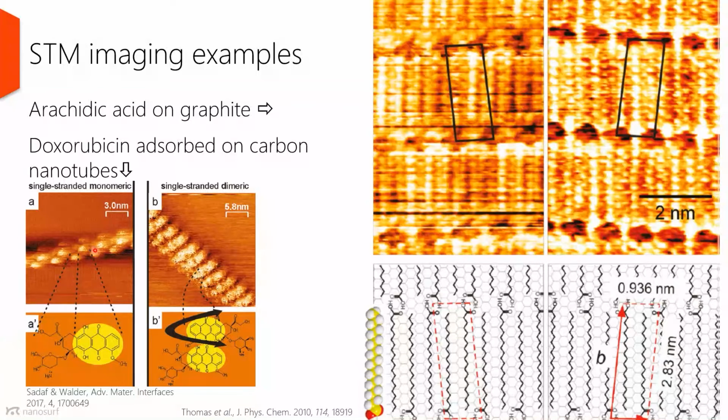As we can see from these two STM images, they are significantly different. Looking at the structures, researchers identified that in the left case, doxorubicin formed a helical structure with single doxorubicin molecules. In the second case, there's also a helical structure, but the doxorubicin forms dimers, and thus we can see a completely different arrangement of these molecules on the carbon nanotubes, and also a different density of doxorubicin on the carbon nanotubes.